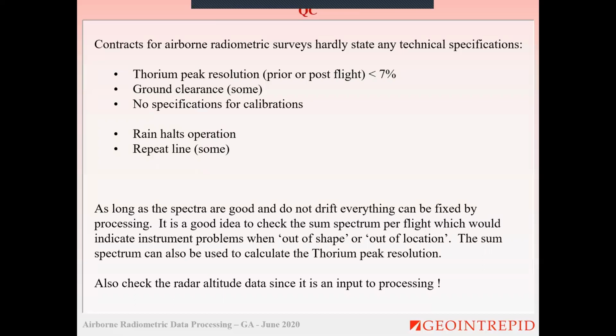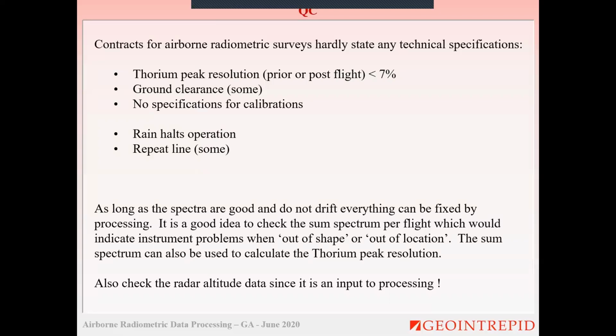I don't buy into repeat lines that much because, in Namibia, we have very patchy rains. The repeat line is flown after a rain. You fly the repeat line and see whether the ground concentrations are the same, and then we say we can continue flying. But the repeat line is on location X, and 20 kilometers further, it may not have rained whatsoever.